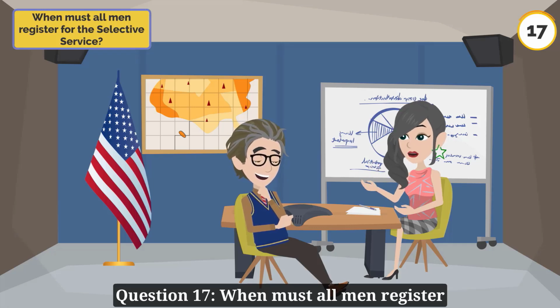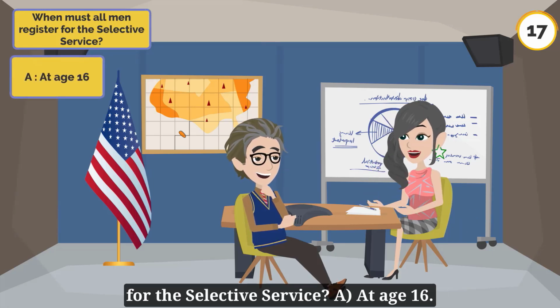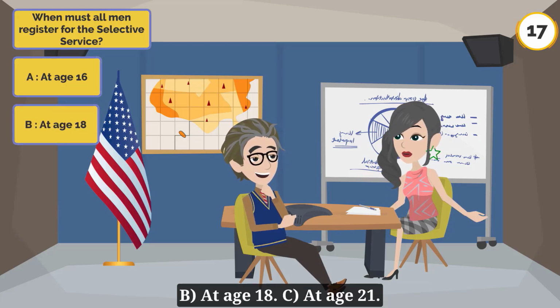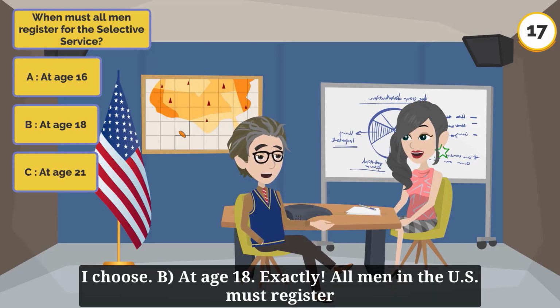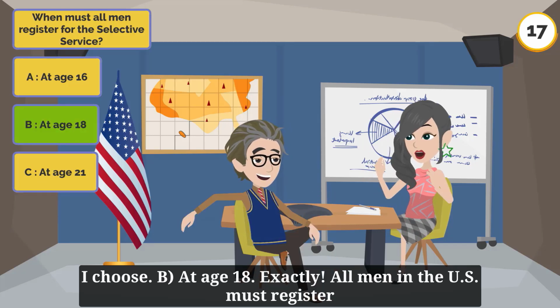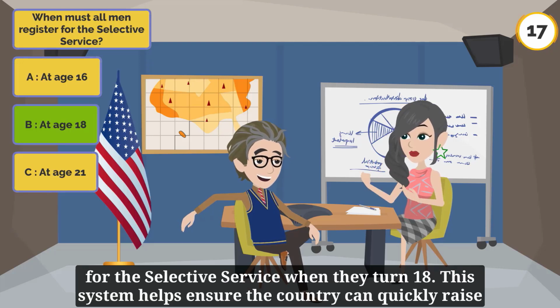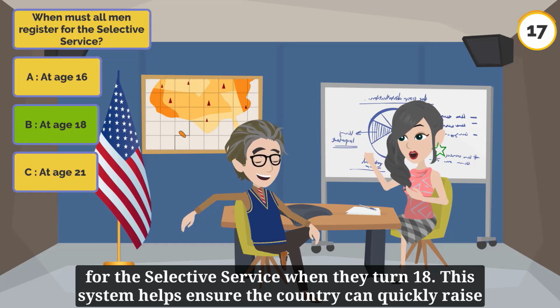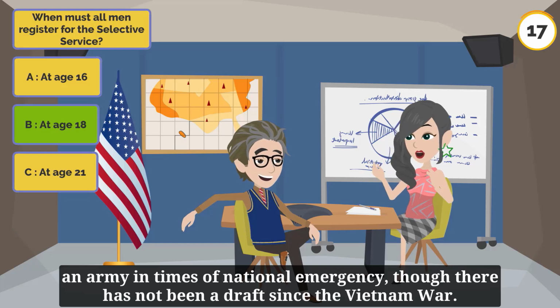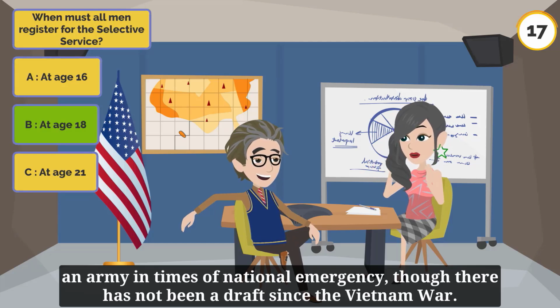Question 17. When must all men register for the Selective Service? A. At age 16. B. At age 18. C. At age 21. I choose B. At age 18. Exactly. All men in the U.S. must register for the Selective Service when they turn 18. This system helps ensure the country can quickly raise an army in times of national emergency, though there has not been a draft since the Vietnam War.